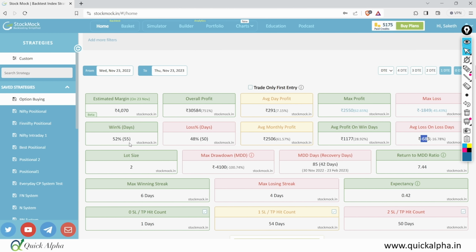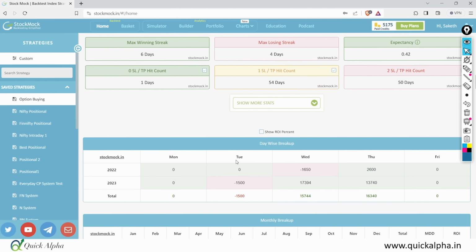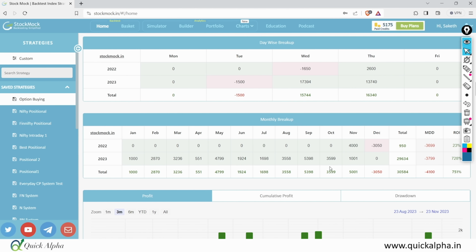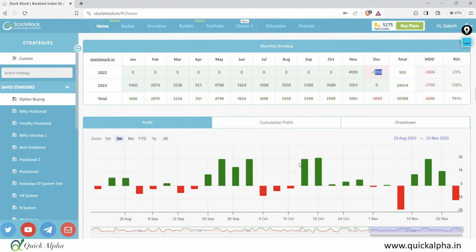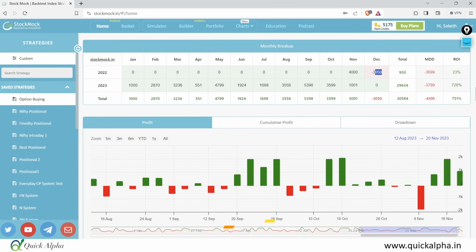So now if you have a system which has 52% probability and 1 is to 1.8 risk to reward, that means you're definitely going to be profitable. So if you take a look at it, in the last 1 year, you have just 1 month which is a loss making month, and that is December of 2022. Apart from that, this system has made profit in every single month.